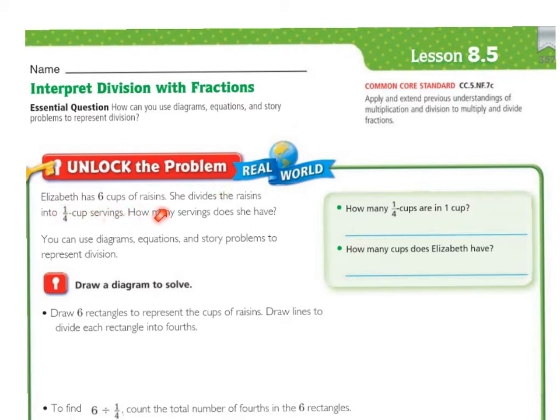Elizabeth has 6 cups of raisins. She divides the raisins into 1/4 cup servings. How many servings does she have? You can use a diagram, equation, or a story problem to represent division.